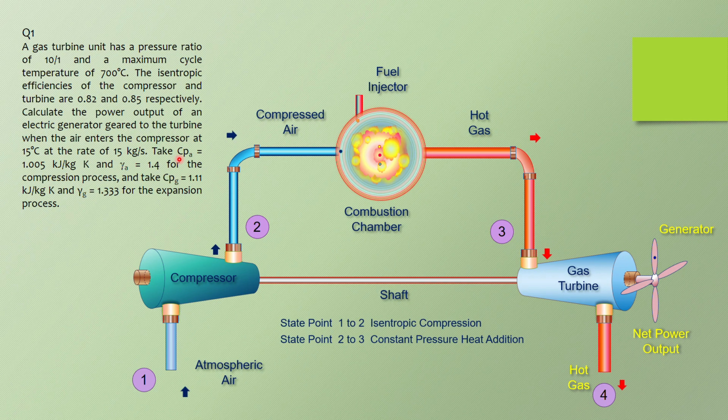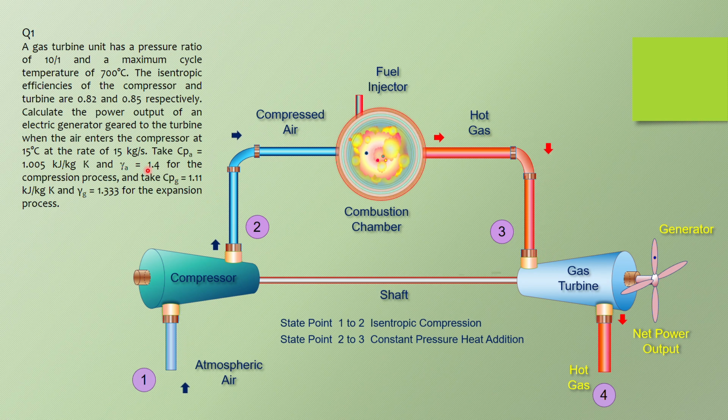Now take the CP, that is the specific heat capacity at constant pressure for air. This is the air side. Remember, this is the air side. Look at my PowerPoint laser pointer. This is the air side, blue, and the red color is the gas side. And this is your shaft, connecting the compressor to the gas turbine and to the generator, or you can say this is a propeller or an alternator or whatsoever.